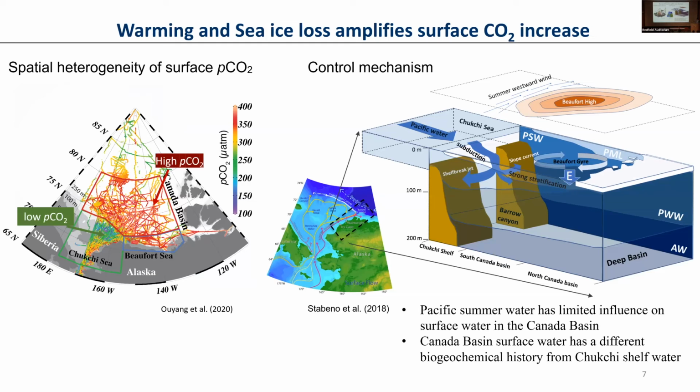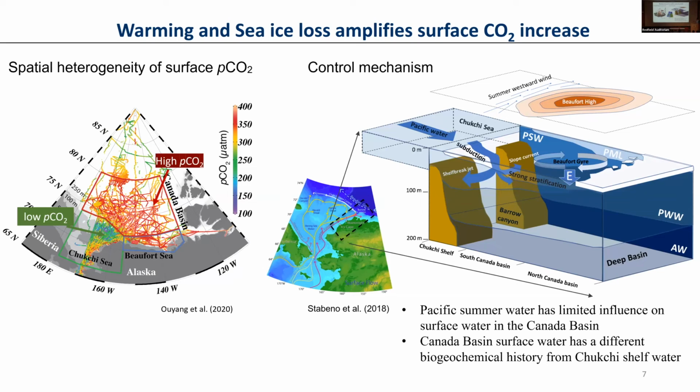So we compiled a data set and plotted all data together. A very unique spatial distribution appears. We have low pCO2 on the shelf and high pCO2 in the basin. If you take a closer look at this area, there is a clear low to high transition front just along the shelf break. What is the mechanism controlling this distribution pattern? We attribute it to the influence of different water masses.